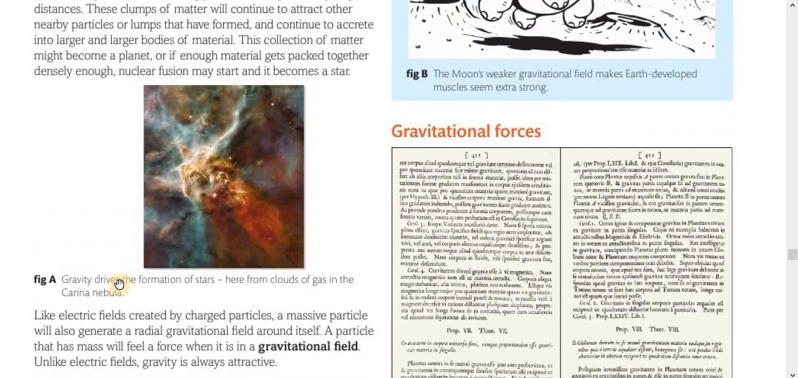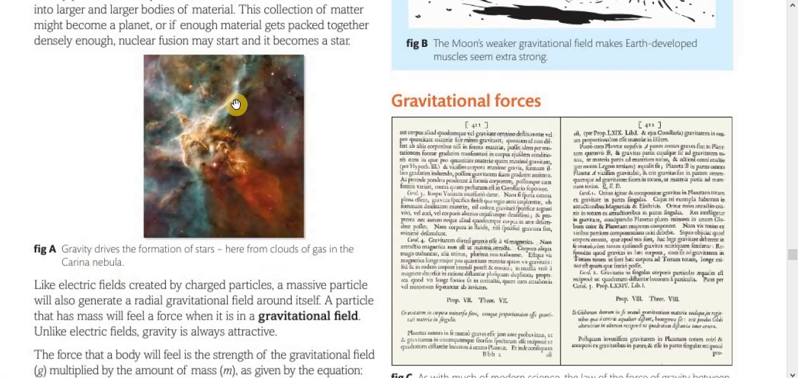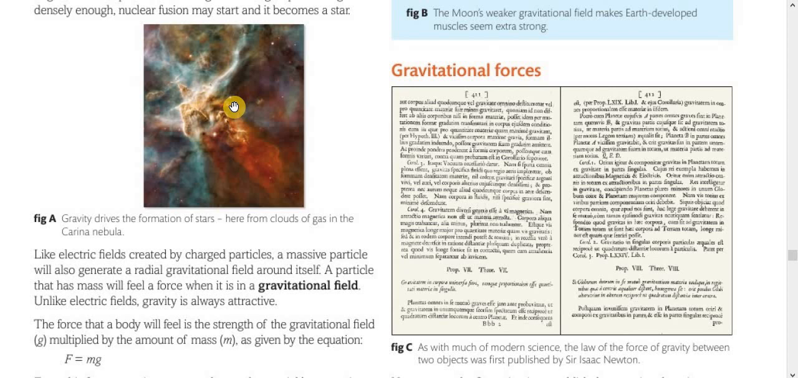Here are some more examples that relate to gravity. Gravity drives the formation of stars, here from clouds of gas in the Carina Nebula. We will learn more details about this under astrophysics and cosmology. It's a separate topic which is after this topic.